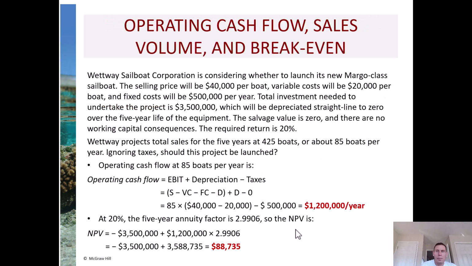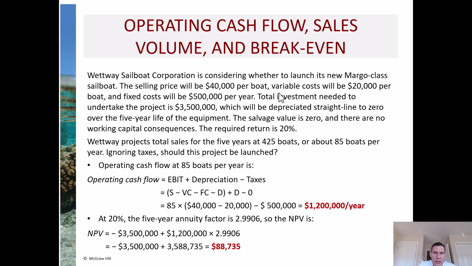All right, let's now look at operating cash flow, sales volume, and break even. So this company, Wetway Sailboat Corporation, is considering whether to launch its new Imago class sailboat. The selling price will be $40,000 a boat, variable cost will be $20,000 per boat, and fixed cost will be $500,000 per year. The total investment needed to undertake the project is $3.5 million, which will be depreciated straight line to zero over the 5-year life of the equipment.